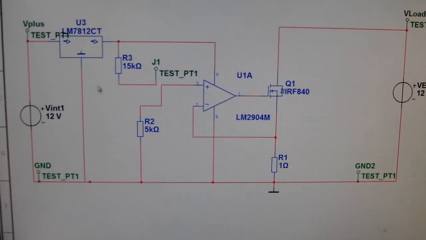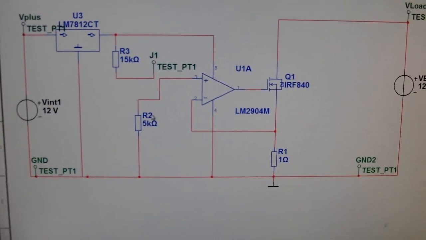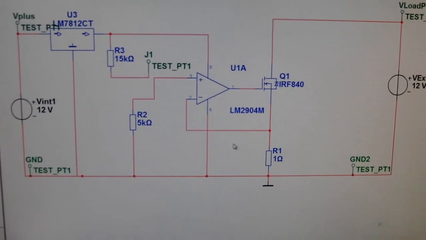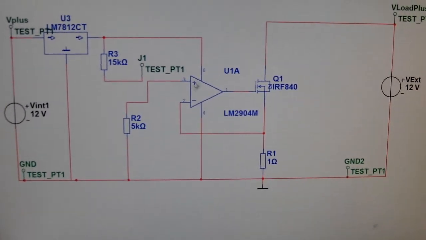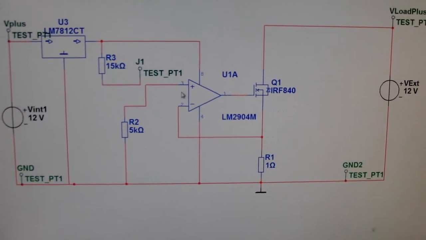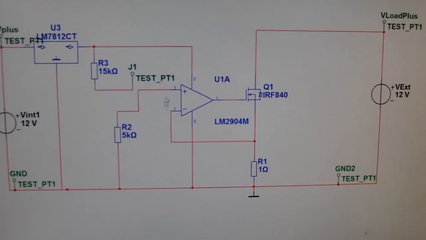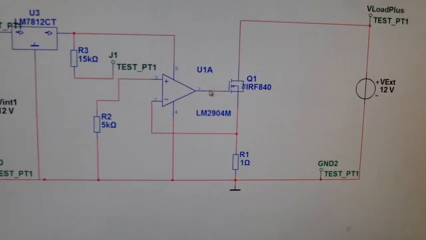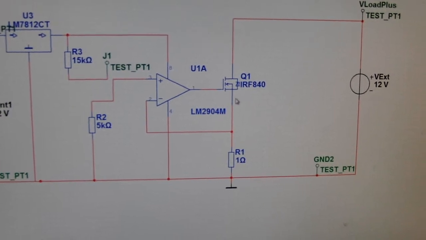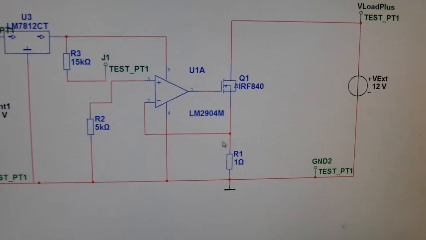There's a voltage divider between a 15 kilo ohm resistor and a 5k 10 turn trim pot, to adjust the voltage at the positive input of the op amp. The op amp is used in a negative feedback configuration, so the two inputs should be pretty much the same. That's because of the op amp action. The op amp drives the gate of the MOSFET, which dumps a current through this 1 ohm resistor.